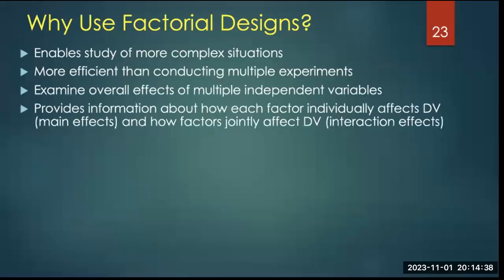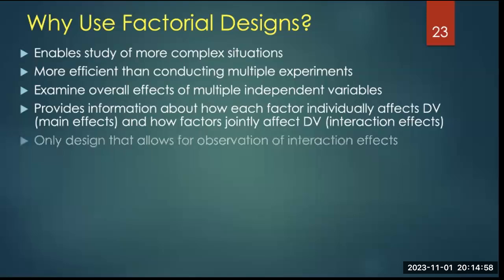It gives you information about how each factor individually affects the dependent variable. And it's the only kind of study that also helps you understand how factors jointly affect the dependent variable. Without a factorial design, you cannot study interaction effects because you're not seeing them at the same time. So it's the only design that allows for the observation of interaction effects.